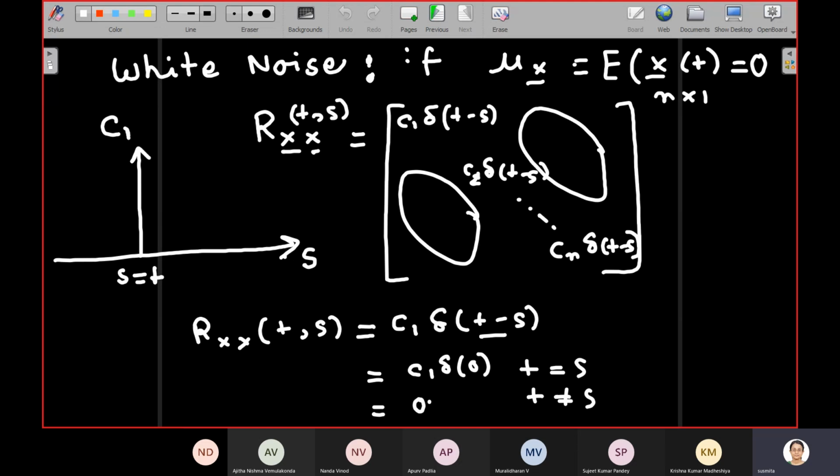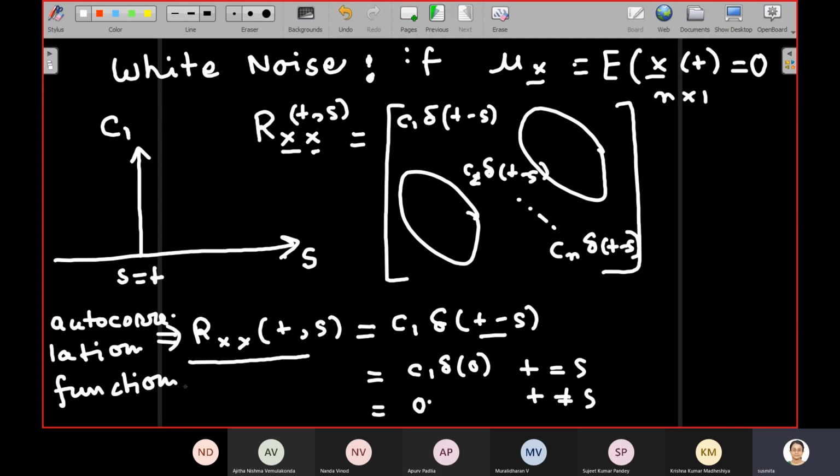Discussing white noise. White noise has an impulse autocorrelation function or correlation function. This is also called autocorrelation, because we are correlating the process with itself. So it has a delta function or impulse function. We know that when t is equal to s, we have this delta function, and for other values of t, it is 0.